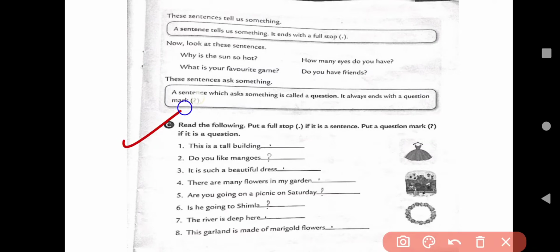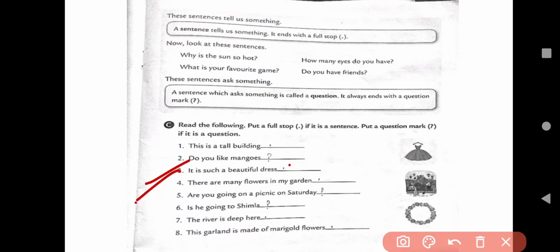Here we have an exercise. Read the following, put a full stop if it is a sentence, put a question mark if it is a question. So first one we have, this is a tall building. Yes, it's a sentence, so we will use a full stop. Okay, next, do you like mangoes? So here they are asking a question. So we have to put a question mark. Third, it is such a beautiful dress. Okay, it's a simple sentence. We have to put a full stop.